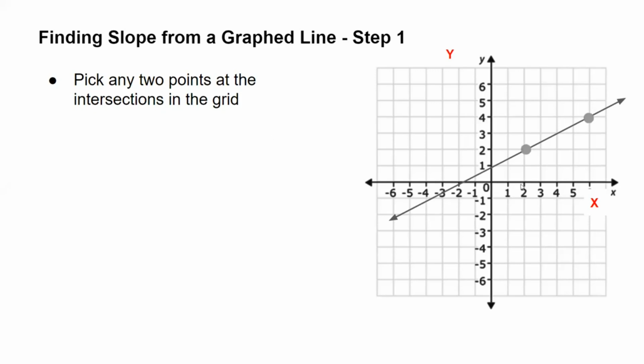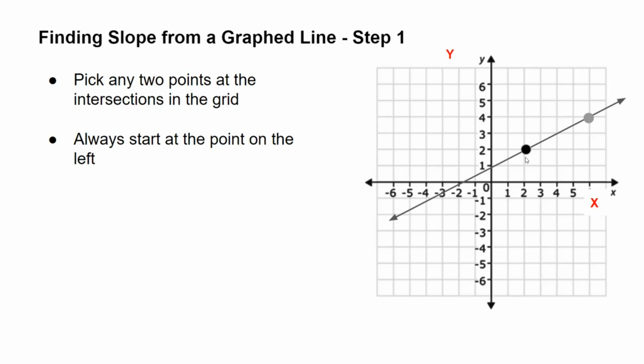The coordinates would be 2, 2 for this point and 6, 4 for this point. But we don't have to worry about those coordinates. I'm just pointing out where they are. We always want to start out with the point on the left when we're finding slope. This is something that may not be obvious, but I think you'll see why in a moment. So we are going to start out at that left point.